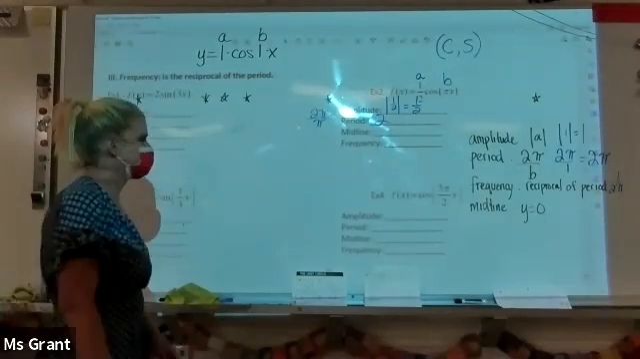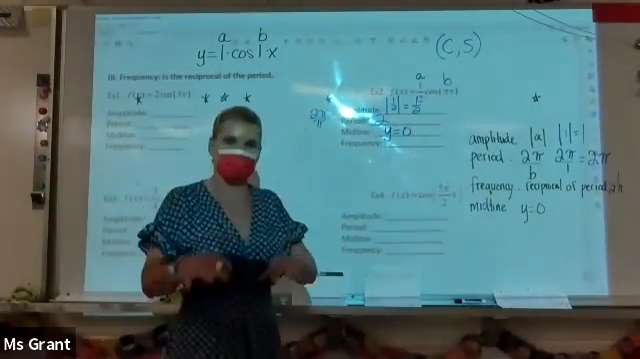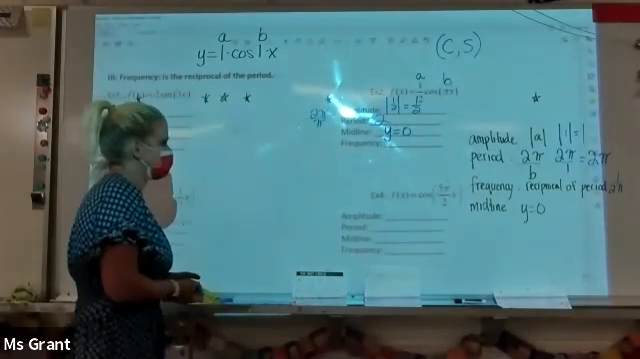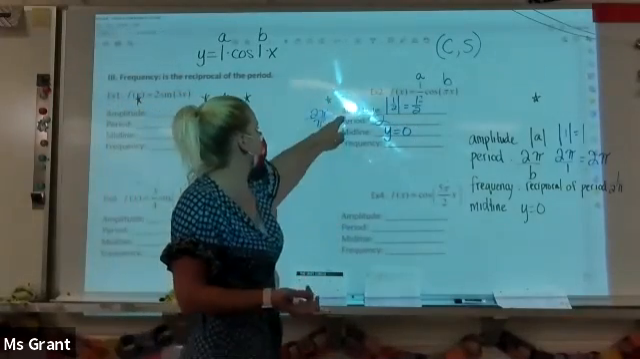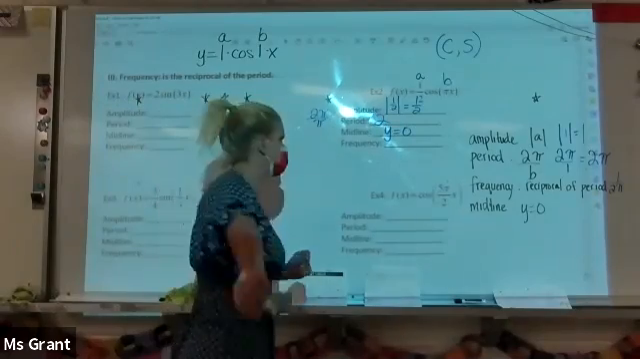My midline, that's always going to be the same. We're not getting into detail where we're doing transformations. So frequency, reciprocal of the period, right? If my period is 2, my reciprocal is 1/2.